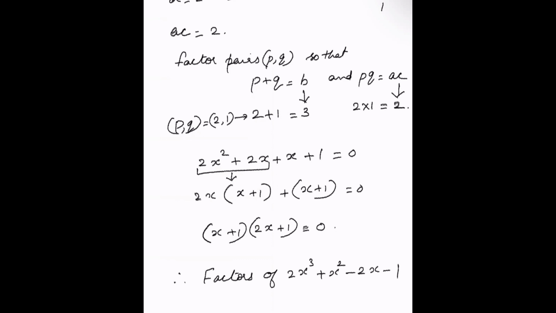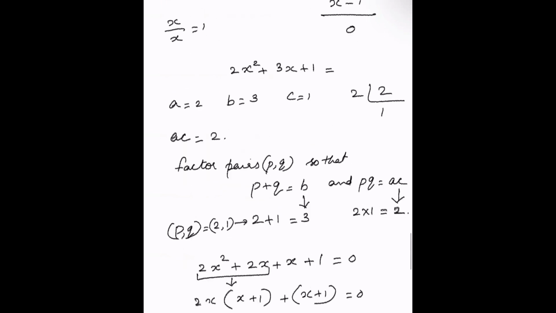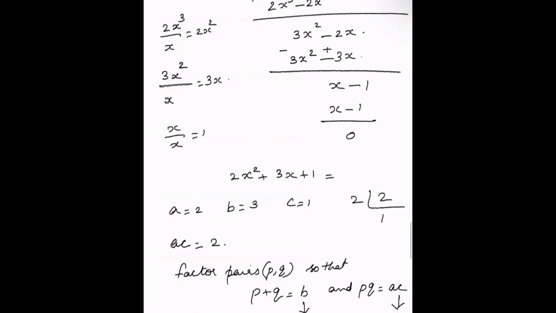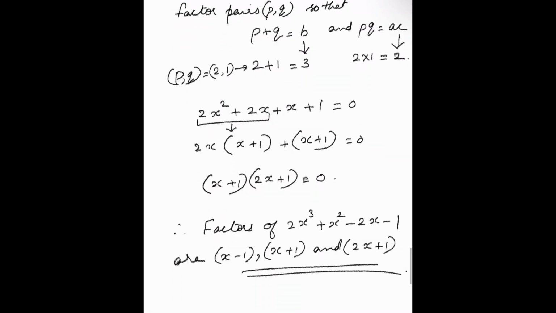2x cube plus x square minus 2x minus 1 are, first one was, what was the first one? x minus 1, comma, x plus 1 and 2x plus 1. Next question then.